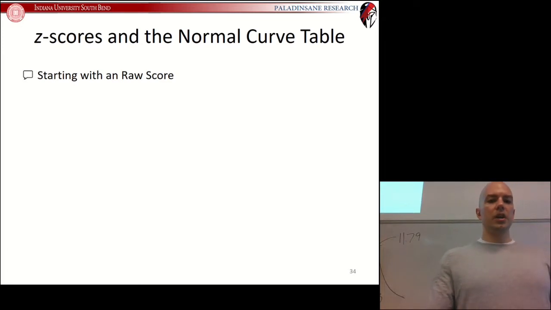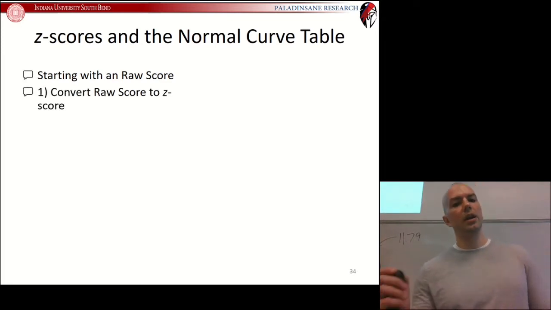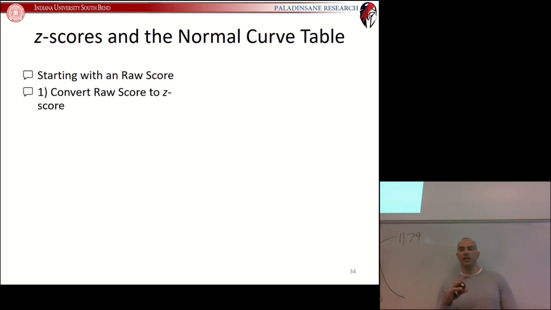So let's say that you're starting with a raw score and you want a percent. What's your step number one? Step number one is you need to convert your raw score into a z-score. So you need to find information on the mean and the standard deviation, it'll be in the question, and you need to take your score minus the mean divided by the standard deviation. You need to convert it into a z-score.